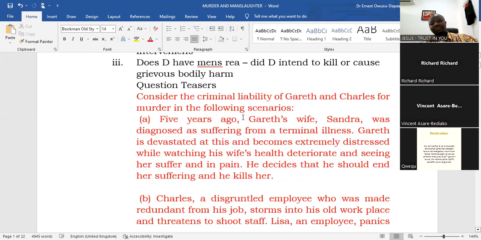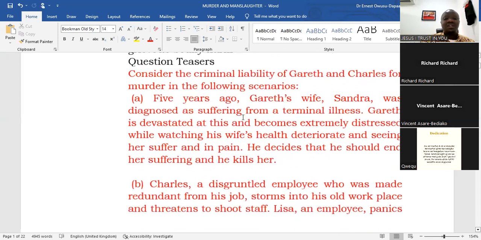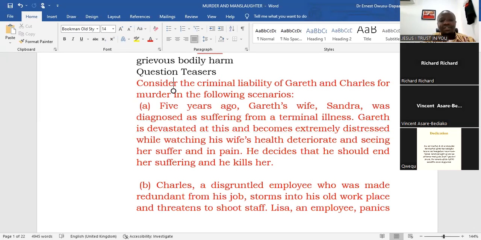So maybe we can look at this scenario, and that is to consider the criminal liability of Garrett and Charles for murder in the following scenarios. Five years ago, Garrett's wife, Sandra, was diagnosed as suffering from a terminal illness. Garrett is devastated at this and becomes extremely distressed while watching his wife's health deteriorate and seeing her suffer in pain. He decides that he should end her suffering and he kills her. Is there any murder in that scenario?